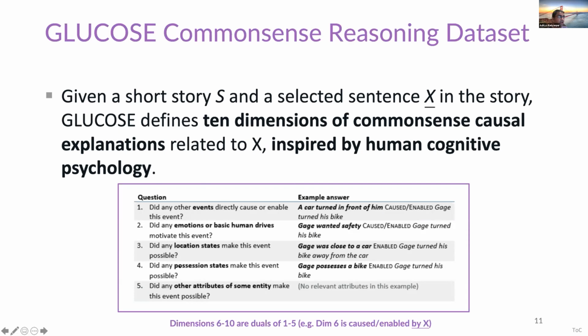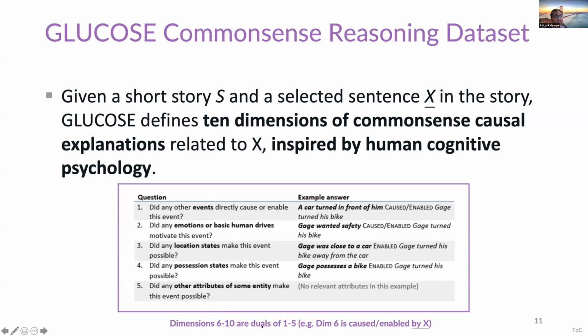So the first 5 dimensions are as follows. What events directly cause X? So that's the causal relation directly. What emotions or basic human drives motivate X? So we're going at human motivation information, knowledge. What location states enable X? This is spatial information. What possessions enable X? And are there any other attributes of entities involved in X that make it possible, like needs and requirements and so on? And these are the first 5 dimensions.